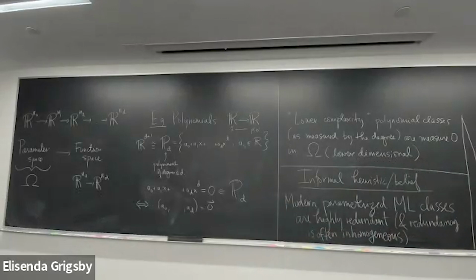So what I'd say is that this first statement, that modern parameterized ML classes are highly redundant, is probably quite well known to the experts. This parenthetical remark might not be so well known to all the experts. At least the experts that I've talked to don't necessarily agree about this.